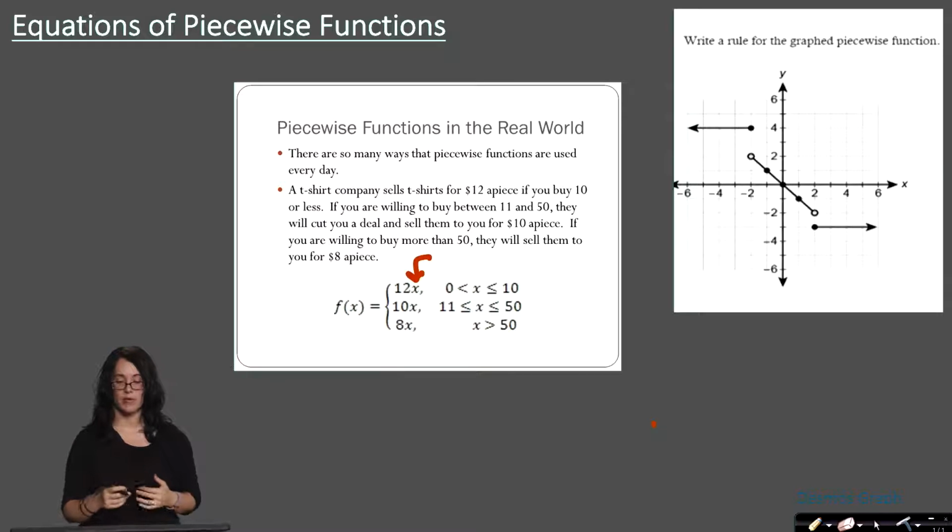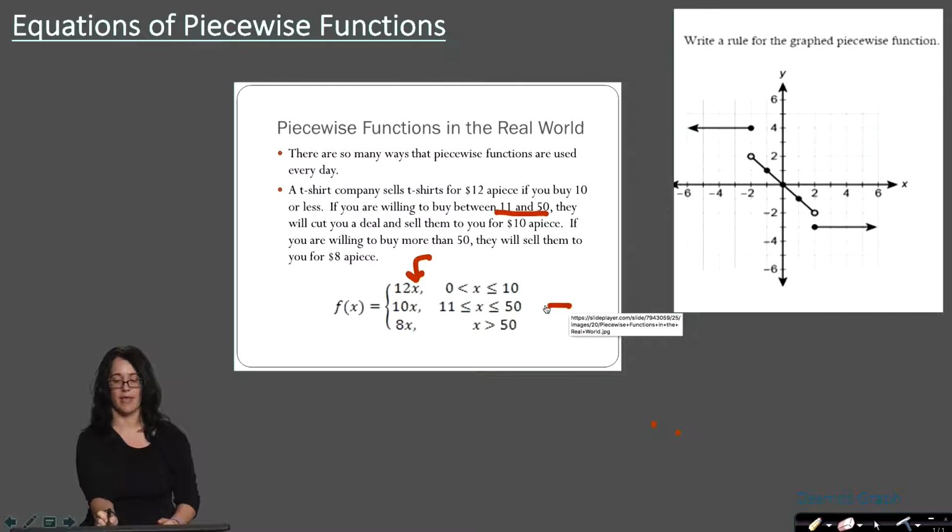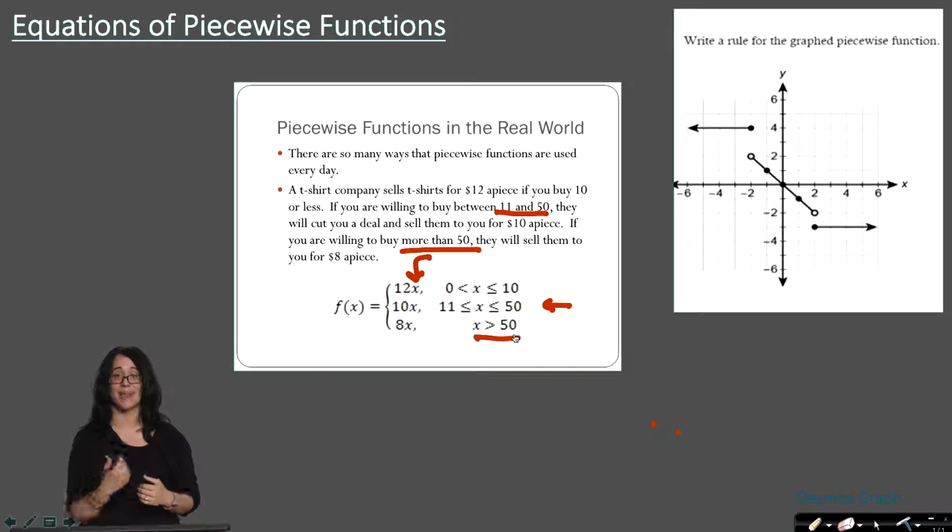Now, for the next part of the problem, it says if you're willing to buy between 11 and 50 t-shirts, then they cut you a deal and sell them to you for $10 a piece. So it's going to be 10 times the number of t-shirts that you buy for all t-shirt orders between 11 and 50. And that's what we see here, if x is between 11 and 50. And finally, they cut you even a better deal if you're willing to buy more than 50. So notice when x is bigger than 50, now it's only $8 a piece. So 8 times x, the number of t-shirts. And now we have a piecewise function. You could show this in Desmos.com on your graphing calculator or by hand, that you have 3 different pieces of lines depending where your x values are, okay?